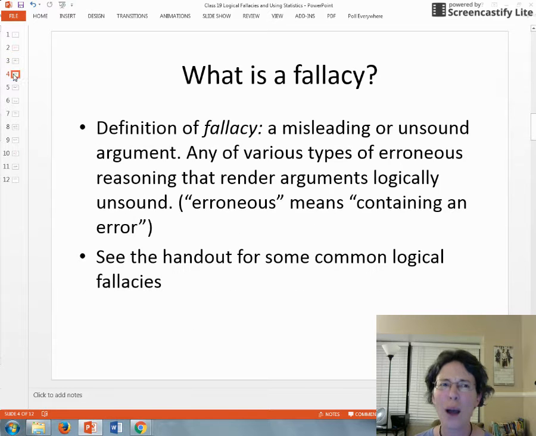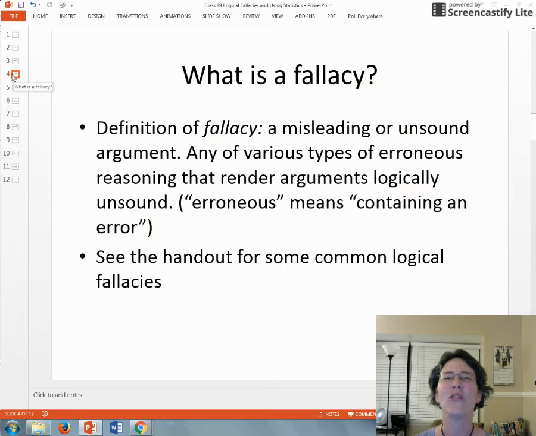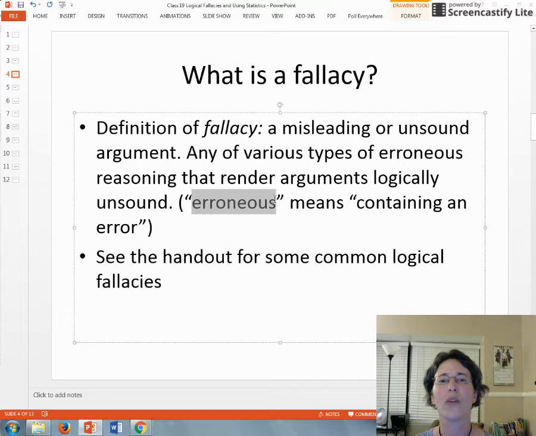So one of the problems that this person had is they had a logical fallacy in their reasoning, in their use of logos. And a definition of a fallacy is a misleading or unsound argument, any of the various types of erroneous reasoning that render arguments logically unsound. I love the word erroneous. You can see that it shares a root with the word error, and that is because it means containing an error. Now, what I'd like you to do is go to the class website or the schedule and find the chart that contains common logical fallacies. Read it over, and I'll be here when you get back.